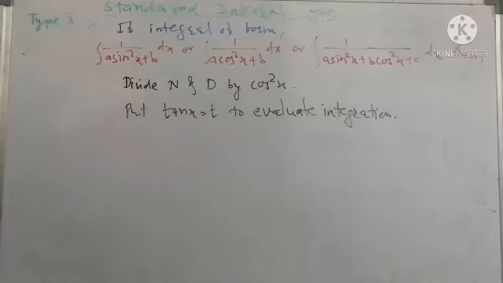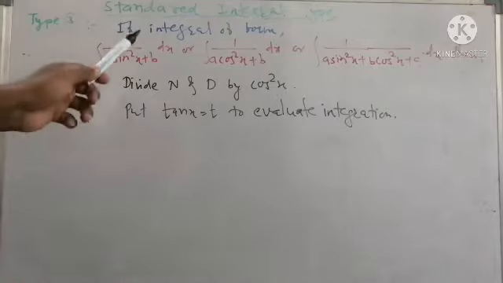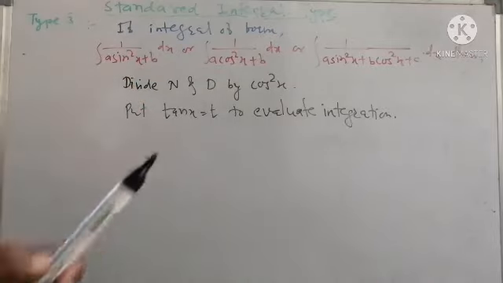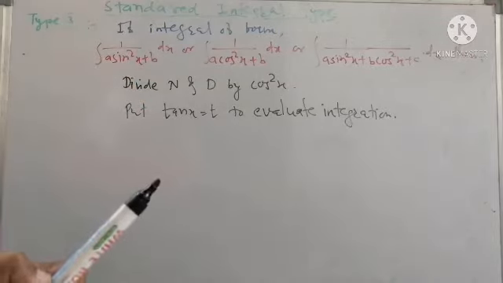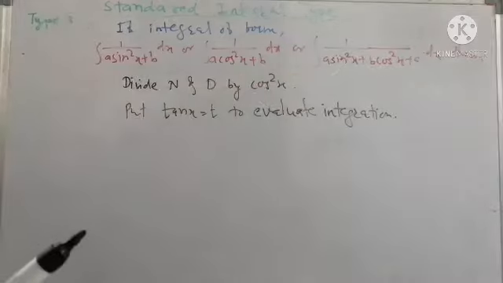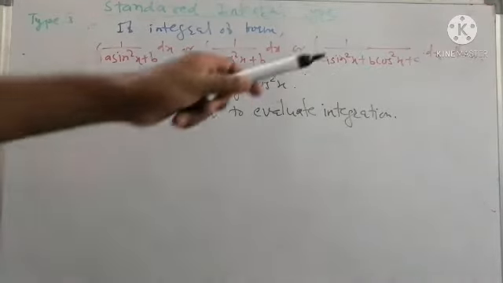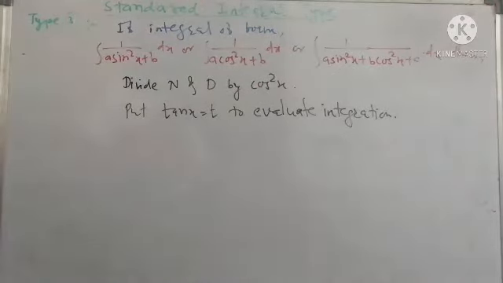Type three integrals. As we saw in type 2, the numerator is 1 and the denominator is a linear term of sin x and cos x. Now in type 3, the denominator is a term of quadratic form of sin and cos, like sin square x and cos square x instead of sin x and cos x. Such a form is called type third.